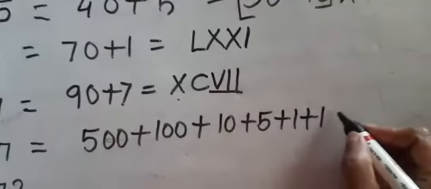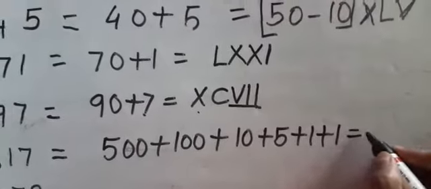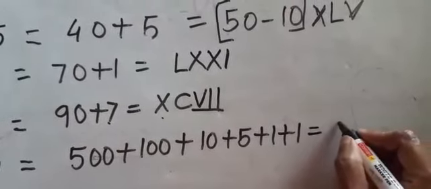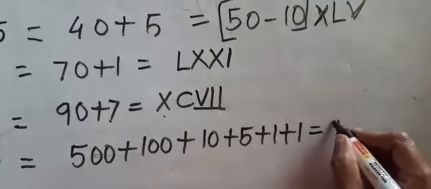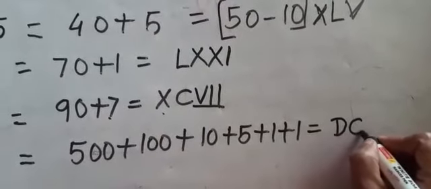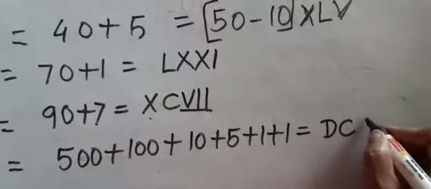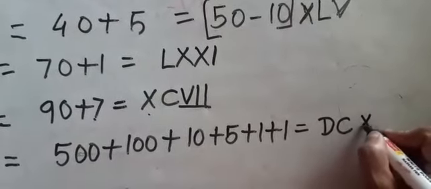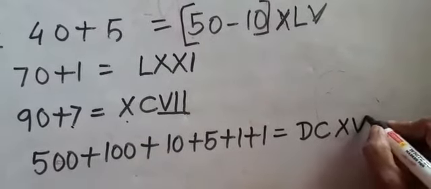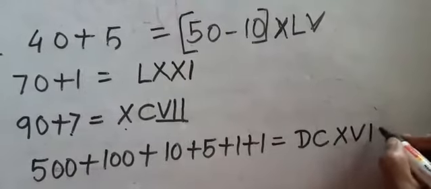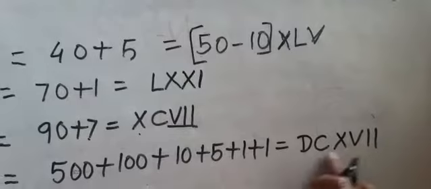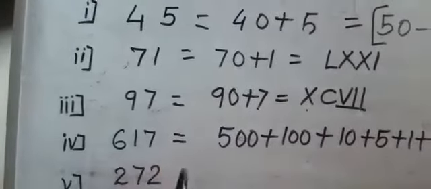Now for each of these expansions we have a sign. For 500 which sign do you remember? It is D. And for 100 I have the sign C, so DC shows 600. For 10 I have the sign X, for 5 I have the sign V, and for 1 I have the sign I, two times, so I will write that down. So DCXVII shows the value 617.